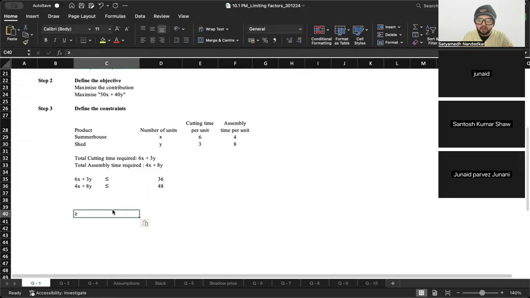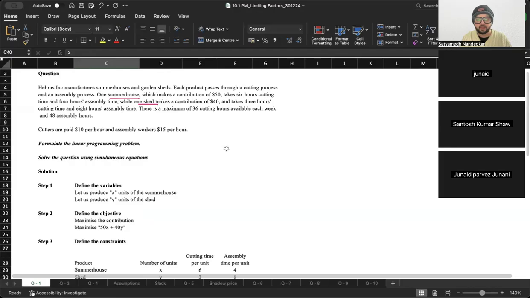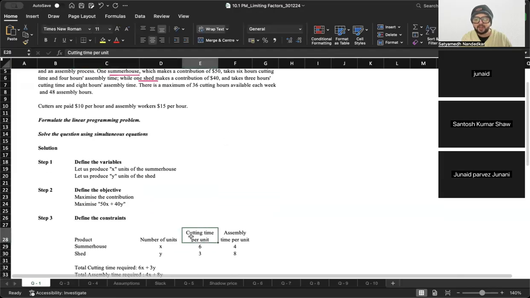Sorry to interrupt. It should be 6x plus 4y. Why should it be 6x plus 4y? Can you scroll up? Cutting time is limited, right? One unit of product summer house takes 6 hours of cutting time and 4 hours of assembly time.